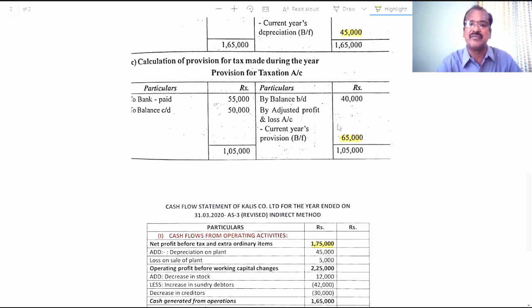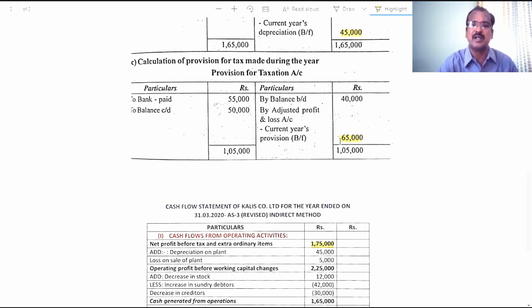Now look at the balancing figure in the problem. It comes to 65,000 rupees on the credit side, which is nothing but new provision for tax made during the current year. The journal entry for it: statement of profit or loss or adjusted profit and loss account debtor to provision for taxation. When you credit provision for taxation, which is originally a credit balance account, it would further be increased. This is the idea of this particular journal, 65,000, it is closed. This 65,000 is a figure to be adjusted with net profit to calculate the net profit before tax and extraordinary items.